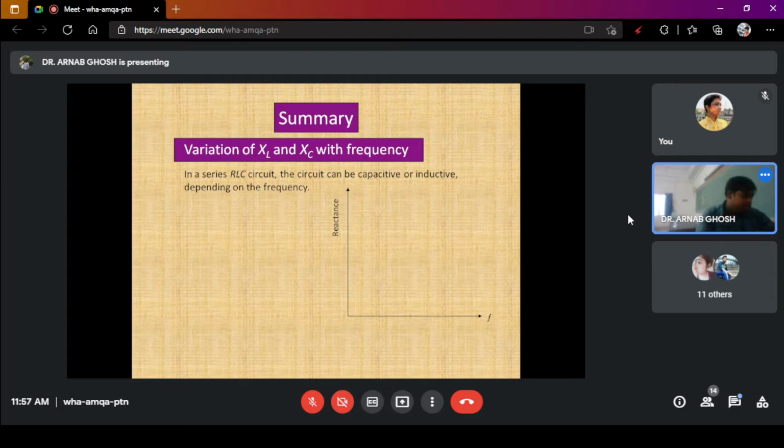Okay, so as I was saying, let's see how the circuit varies. So this is this curve. This curve is the curve for the inductive and capacitive reactance.